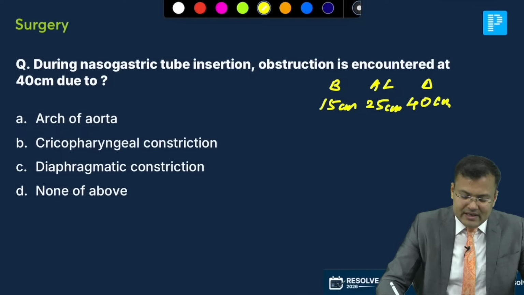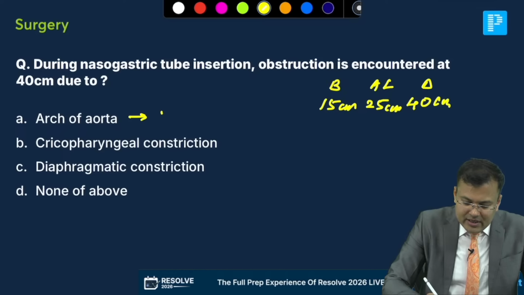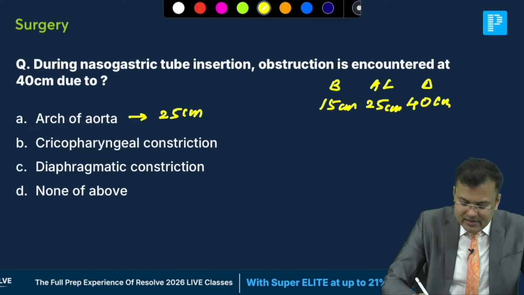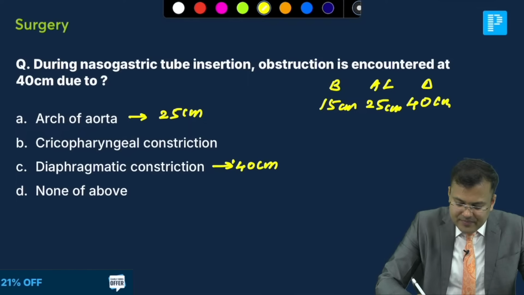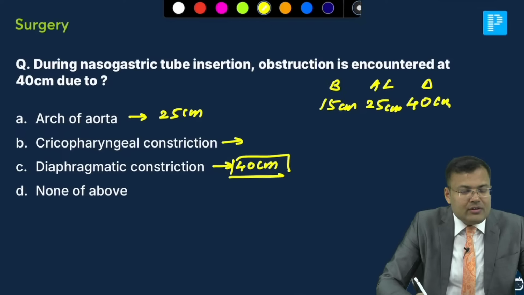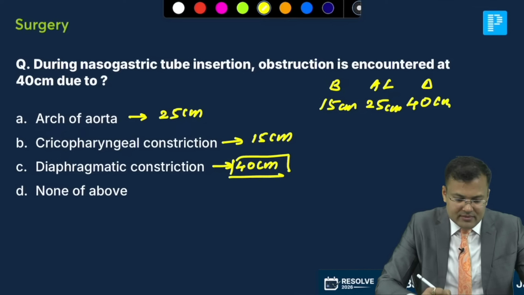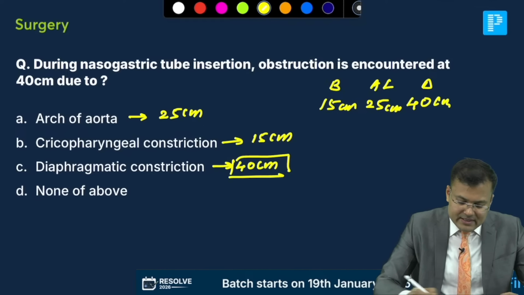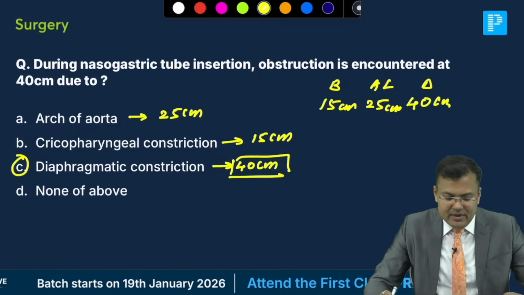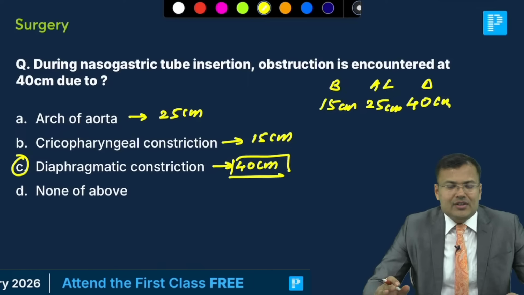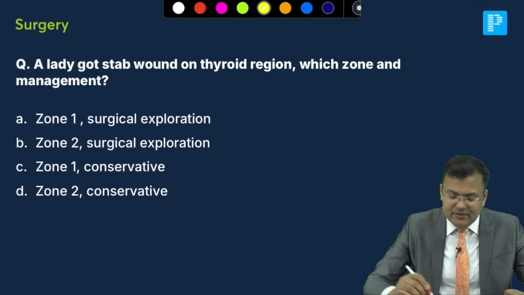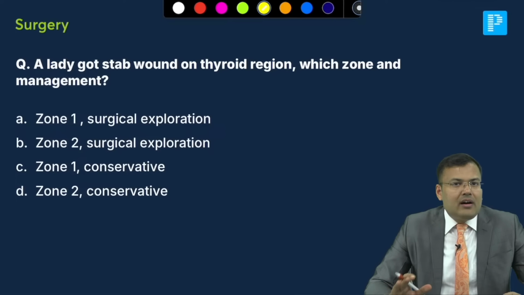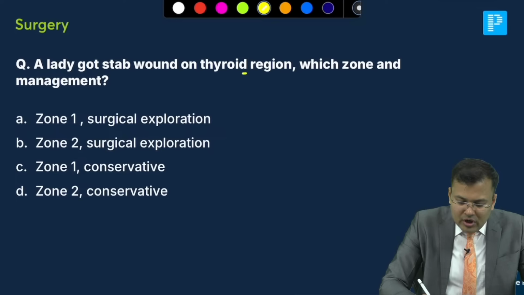So here what is the correct answer guys? Arch of aorta, it will be approximately 25 centimeter. Correct answer is diaphragmatic constriction. So it is 40 centimeter. Easy. Cricopharyngeal constriction, that is at 15 centimeter. Clear? So it is diaphragm. Everybody is correct. So correct answer is option C. During nasogastric tube insertion, obstruction is encountered at 40 centimeter. Okay? Because of diaphragm.